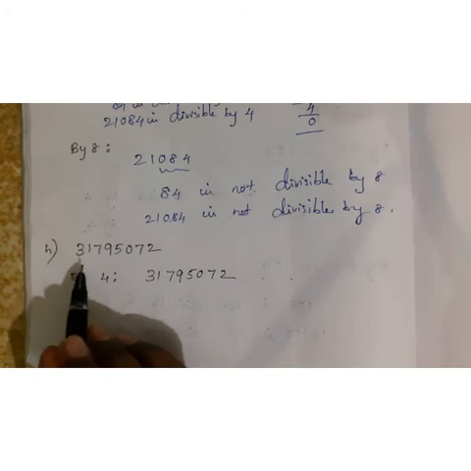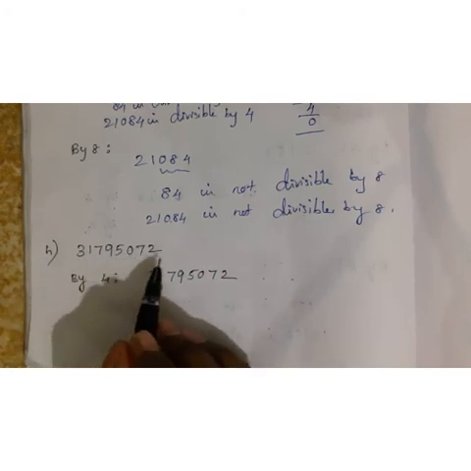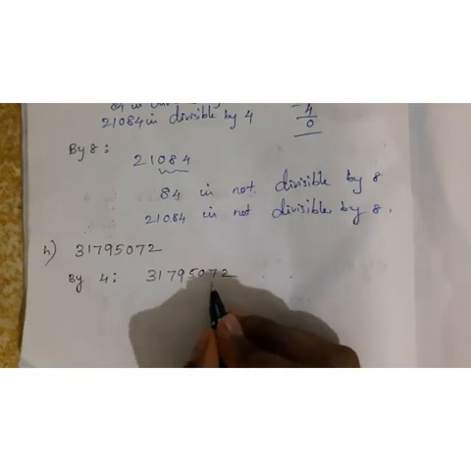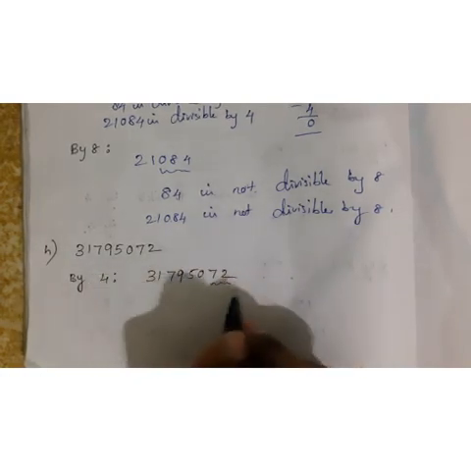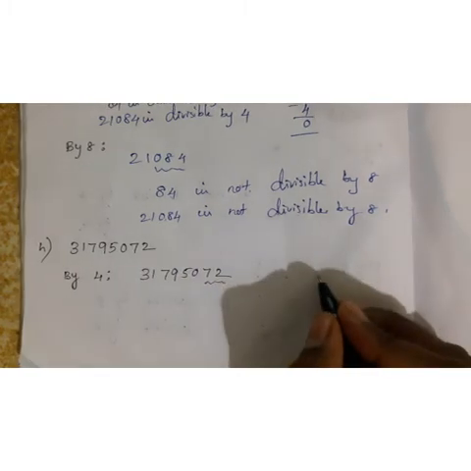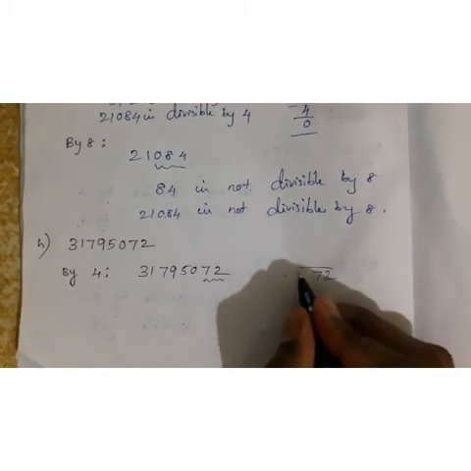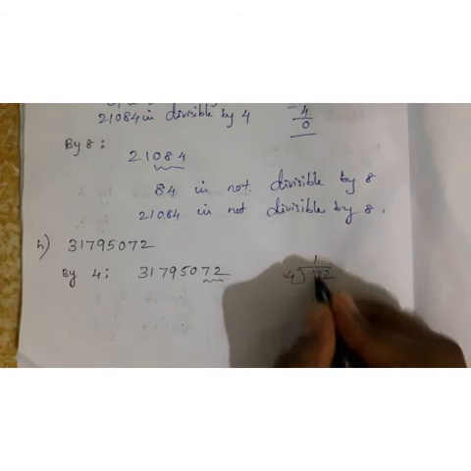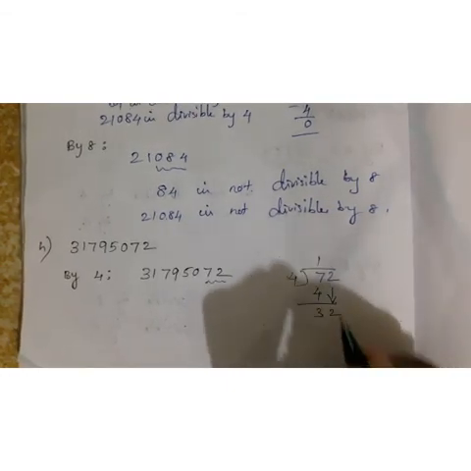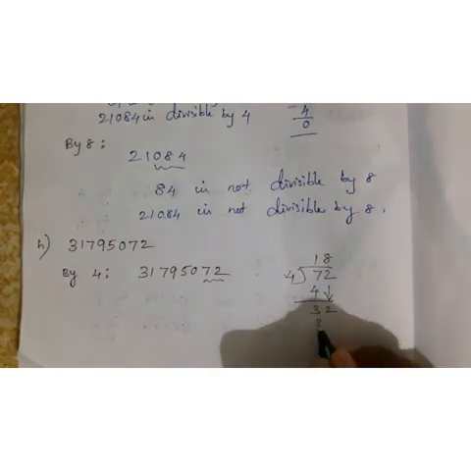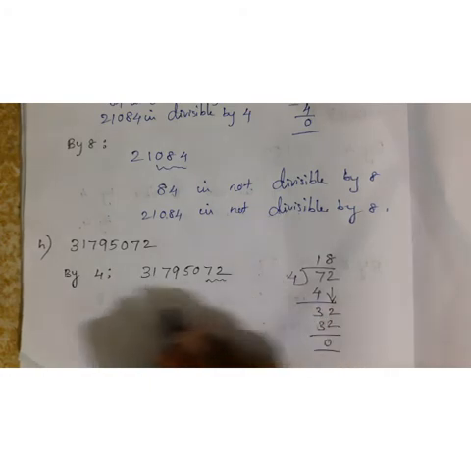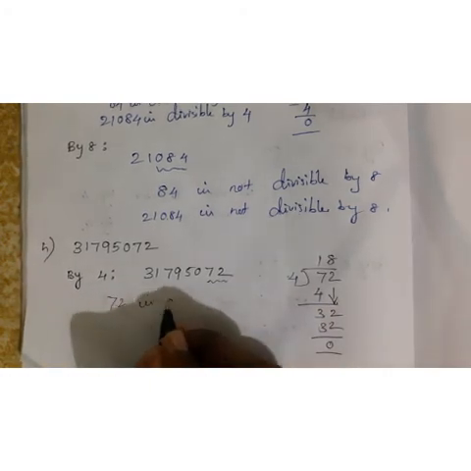H part, 31795072. Divisibility test for 4. If the last two digits are divisible by 4, then the number is divisible by 4. Let's take the last two digits 72 and divide it by 4. 4 times 1, 4. 7 minus 4, 3. Bring down 2, 32. 4 times 8, 32. 32 minus 32, 0. So 72 is divisible by 4.